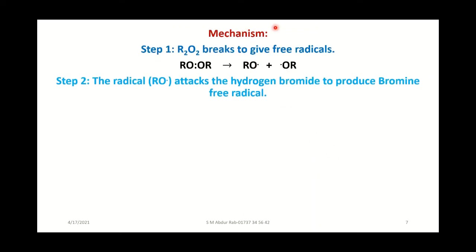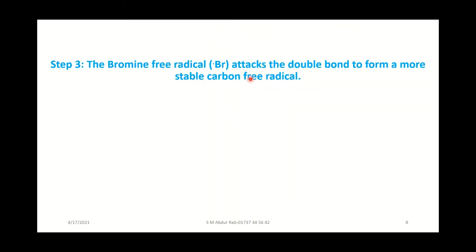Now we have to know the mechanism of this reaction, how this reaction happens. At first, R2O2 breaks homolytically to produce RO free radical. This RO free radical attacks hydrogen bromide to produce bromine free radical and ROH. Now this bromine free radical attacks the double bond and forms the more stable carbon free radical.